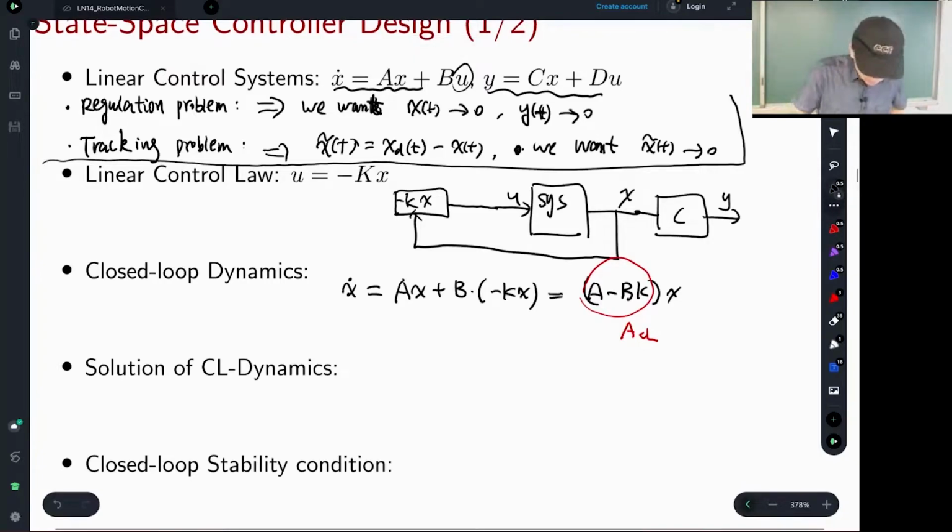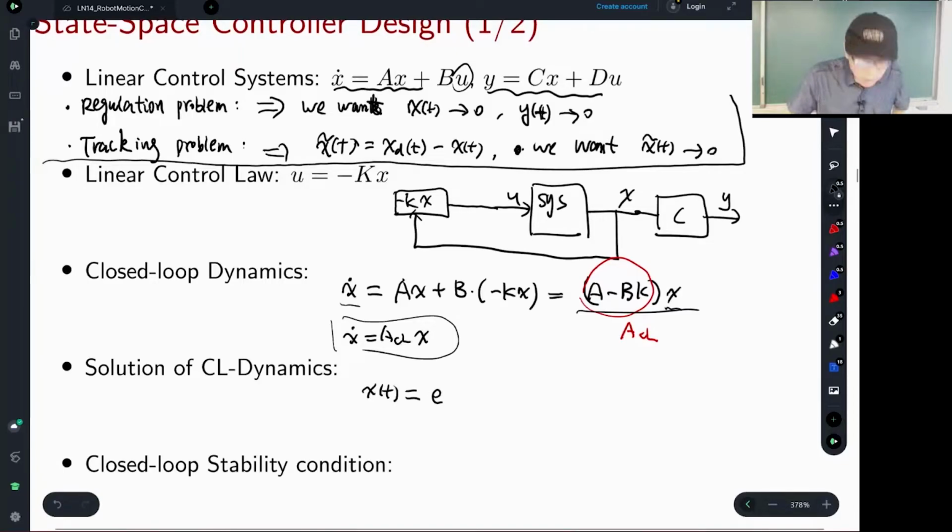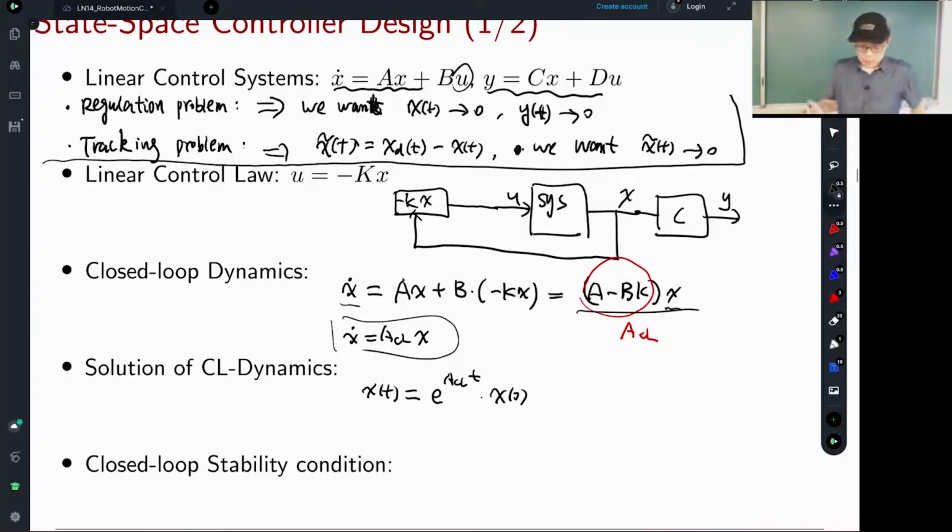Xunhan, what is the solution of this dynamical system? x dot equal to A closed loop x. What is the solution of this? e to the At times x0, right? This matrix exponential.